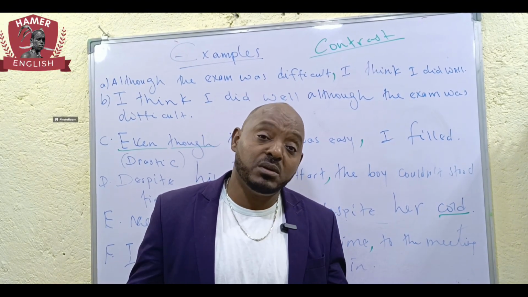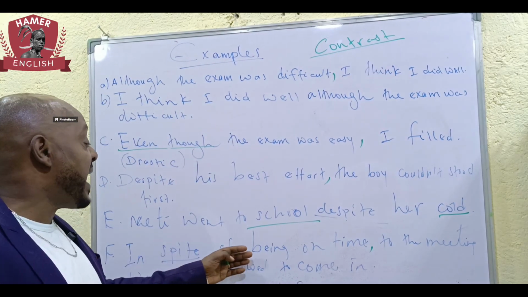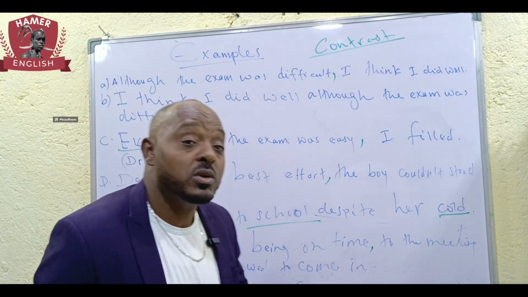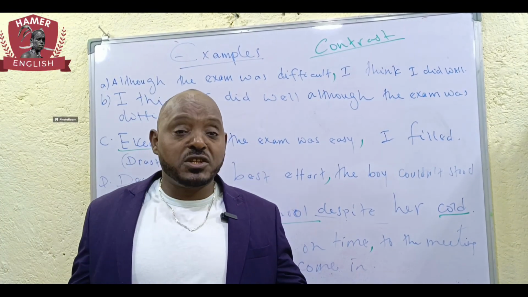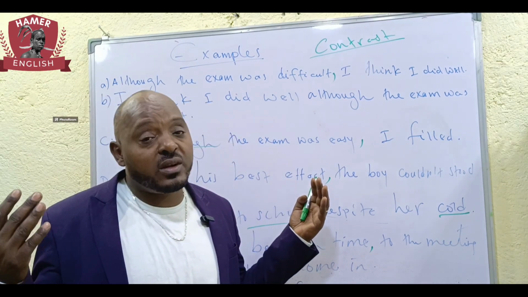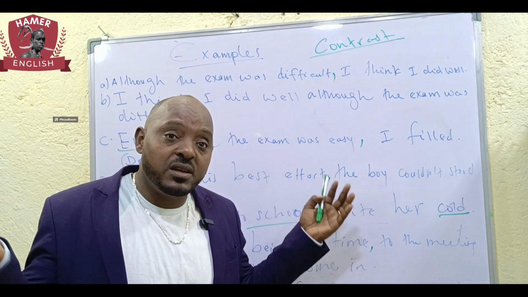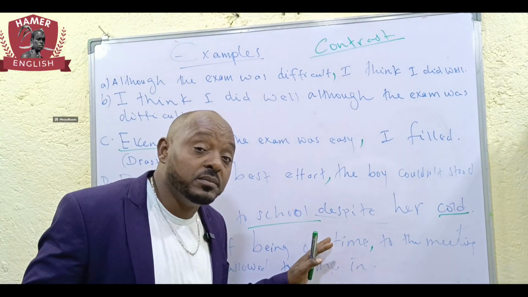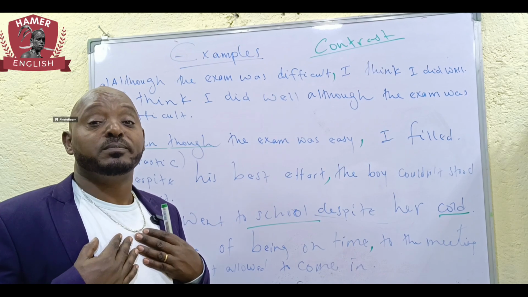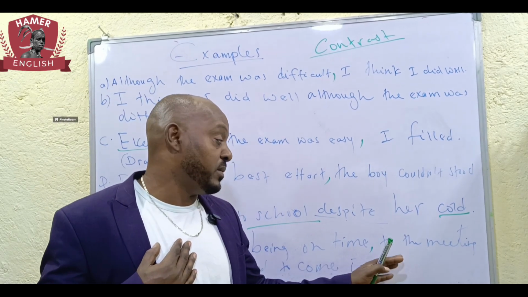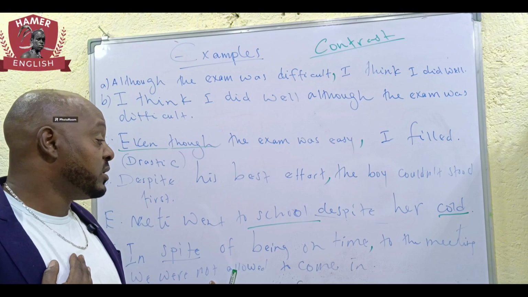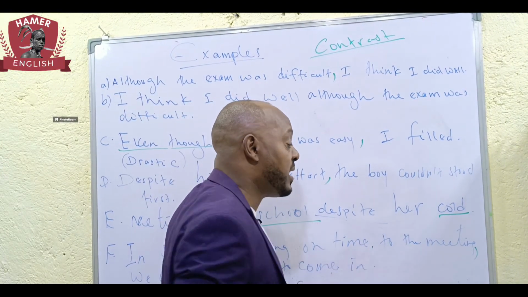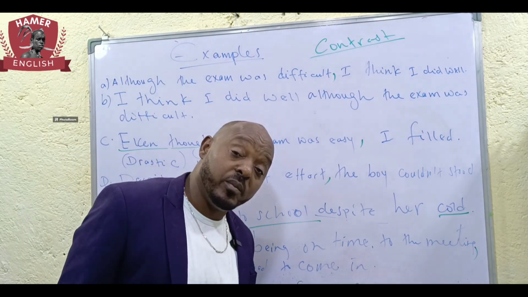This shows her determination. In spite of being on time to the meeting, we were not allowed to come in. The meaning is that we arrived on time, but we were not allowed in. Despite being on time to the meeting, comma, we were not allowed to come in.